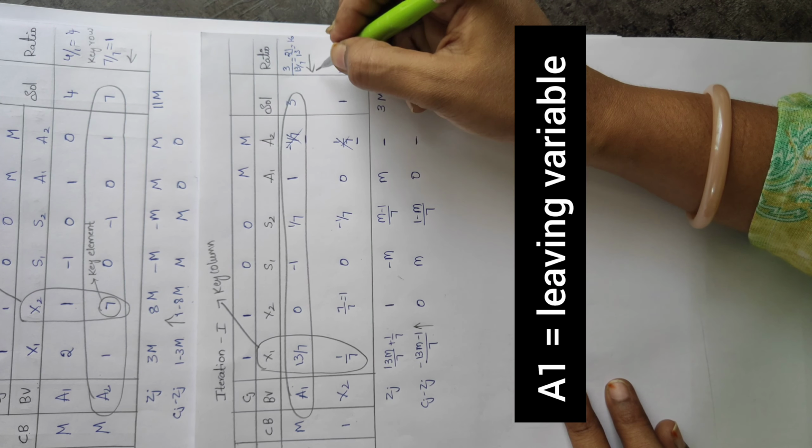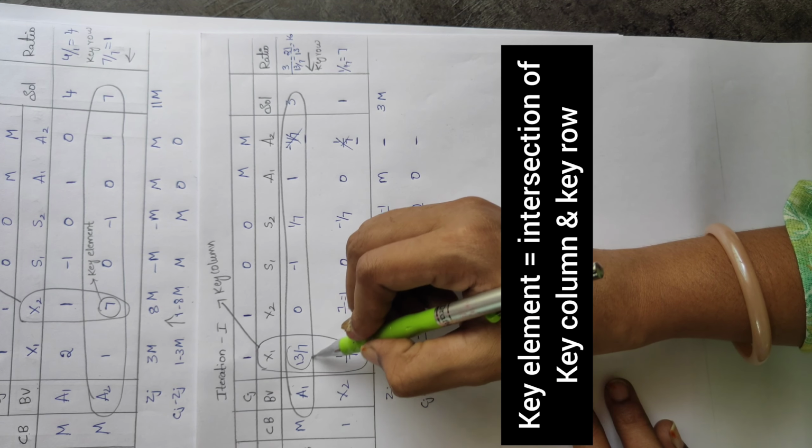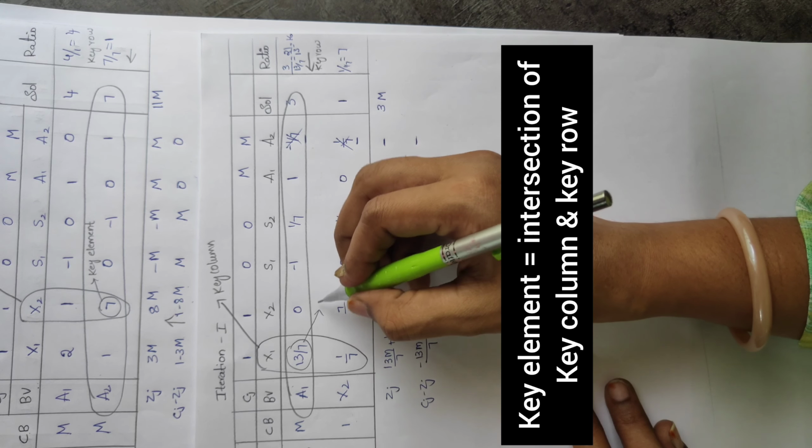This is the key column, key row. And the intersection point is called the key element.